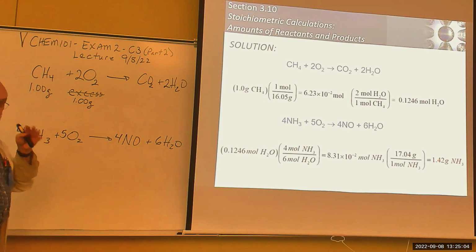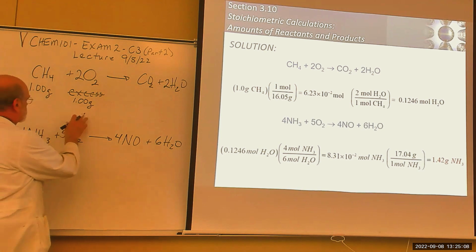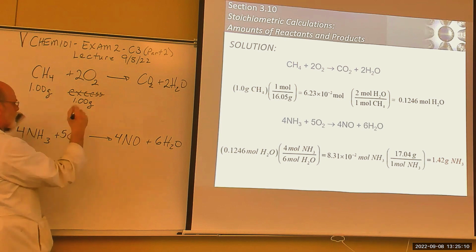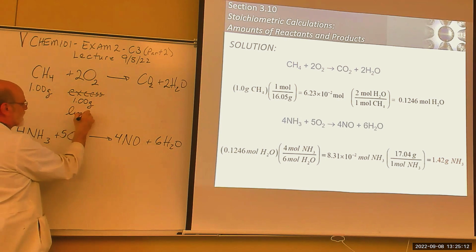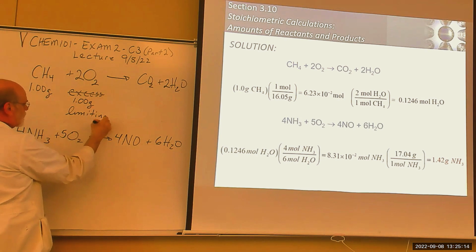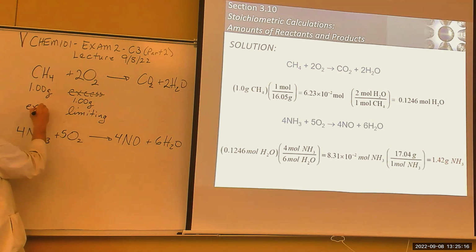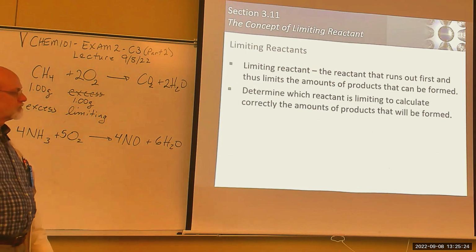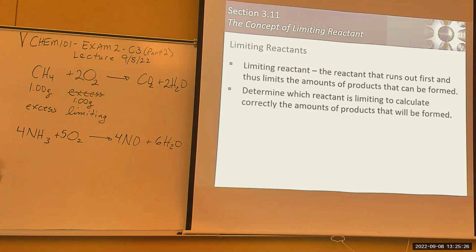And then that's when the reaction stops. So you might have, for argument's sake, say this one is limiting. That makes the other excess, which means there will be some of it left over. Okay? Now we need to figure out how to determine which one is limiting.